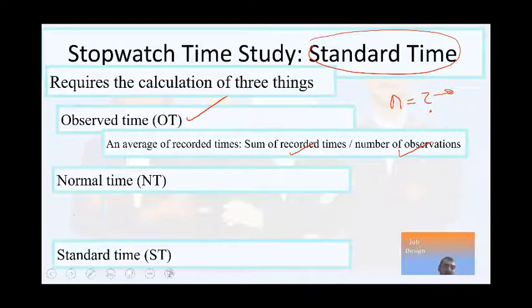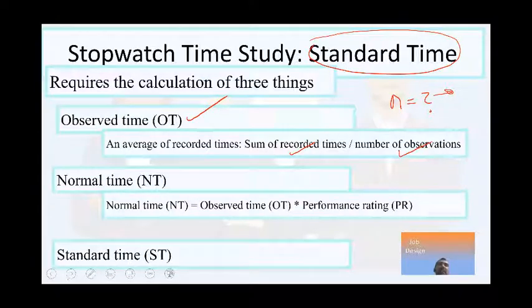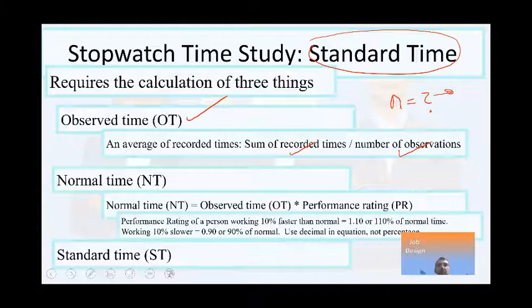Then we get something called a normal time. This takes into account that some of the workers in these time studies are probably nervous, so they're working 10% faster than usual. Time studies don't reflect reality, because when somebody knows they are being timed, they behave differently than in normal circumstances. The performance rating takes care of that, so we multiply the observed time by some performance rating.